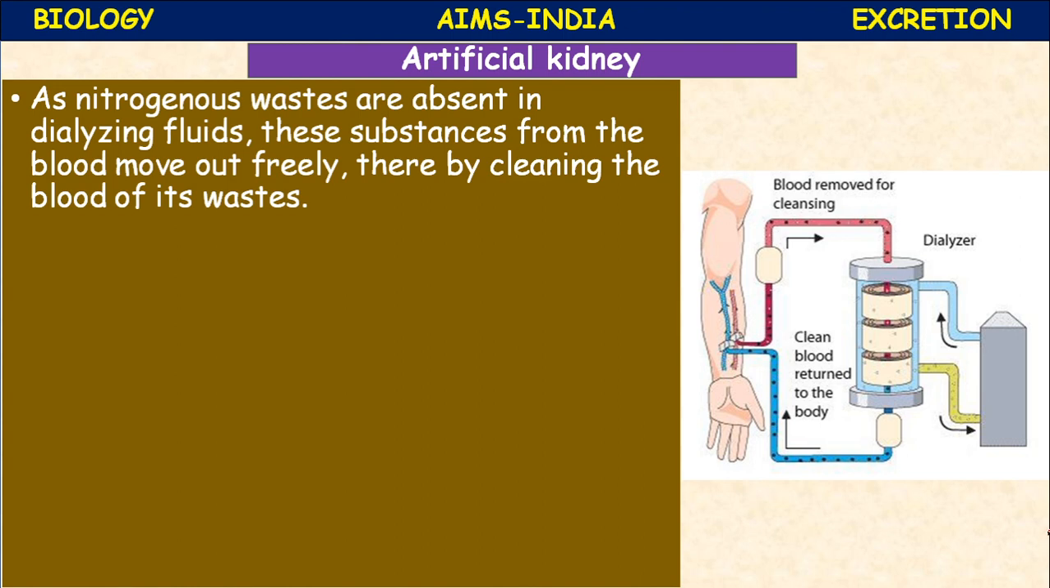So you can see another figure. This is the dialyzer. Here the clean blood, after cleaning, is again passed into the body, returned to the body. So this is the blood removed for cleaning, it goes into the dialyzer where it is filtered, and again it is passed into the body.